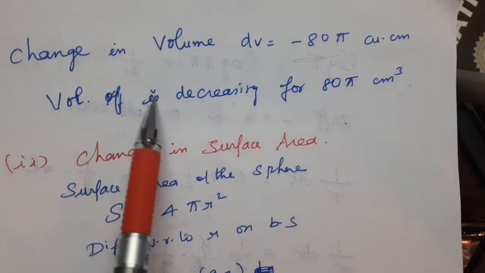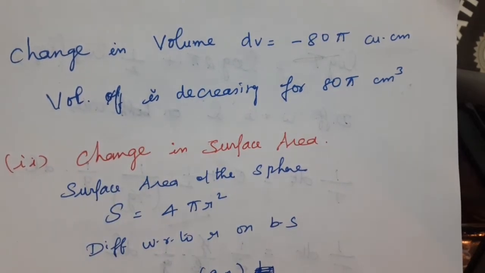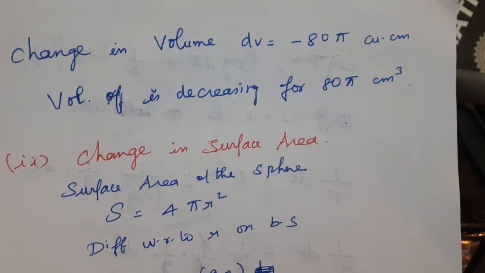Now the change in volume dV equals minus 80 pi cubic centimeter. What is minus 80 pi cubic centimeter? The volume is decreasing by 80 pi cubic centimeter. It is decreasing because of the negative symbol; positive means increasing, negative means decreasing. The volume is decreasing by 80 pi cubic centimeter.